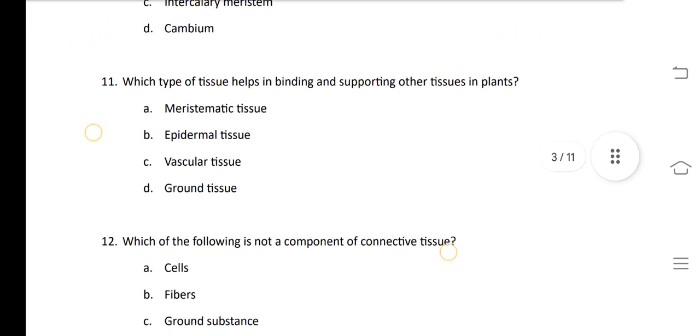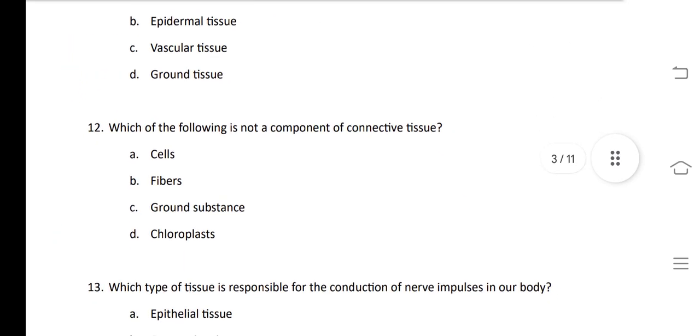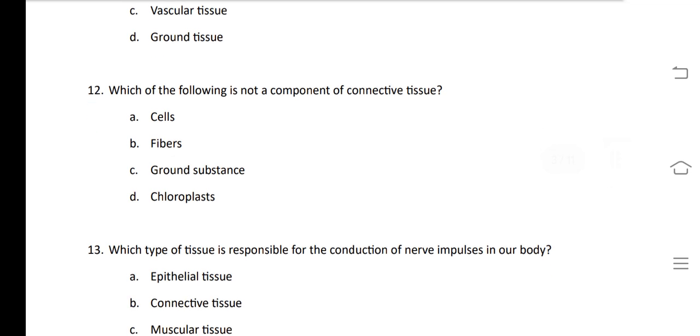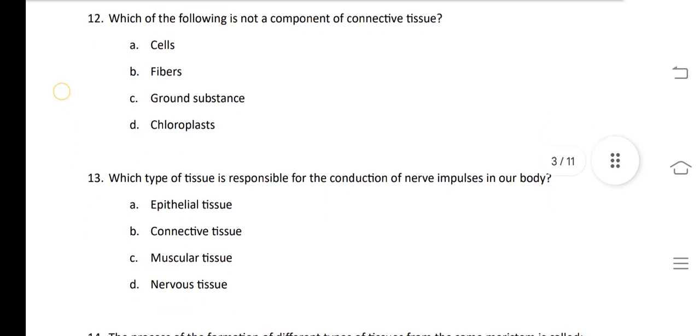So our next question is, which of the following is not a component of connective tissue? That is chloroplast. It is not a part of connective tissue.